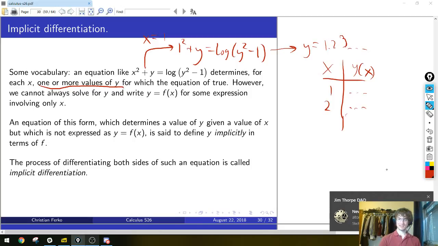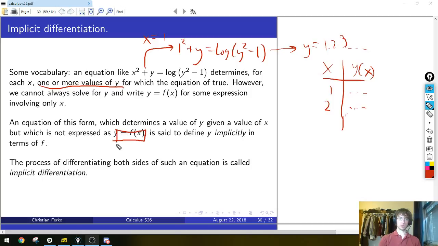The words people expect you to know are that if you write an equation like this, which can be thought of as giving y as a function of x, but is not written in a way solved for y, an equation of that form which is not solved for y is said to define y implicitly in terms of x. So an equation solved for y is explicit. An equation not solved for y, like this one, is implicit.